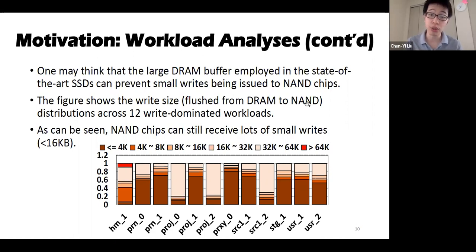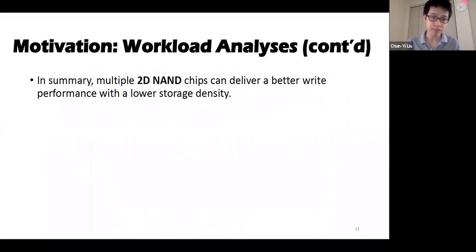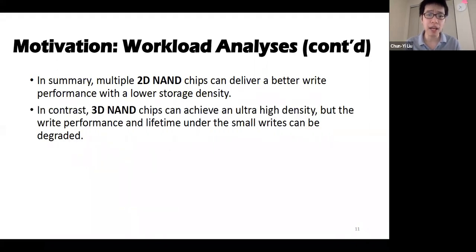Therefore, here we show 12 write-dominant workloads. As you can see, most of the workloads are still dominated by small writes. Small write means a write smaller than 60K. So that means NAND flash can still receive a lot of this kind of small write, and the lifetime can still be degraded. Okay, in summary, multiple 2D NAND chips can give better performance, but they will have a lower density. And the 3D NAND chip, on the other hand, can provide extremely high density, but the performance and lifetime can be bad under small writes.